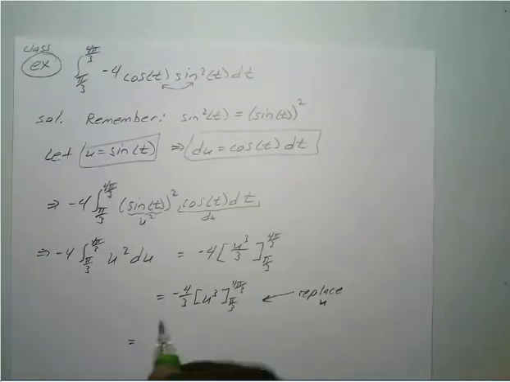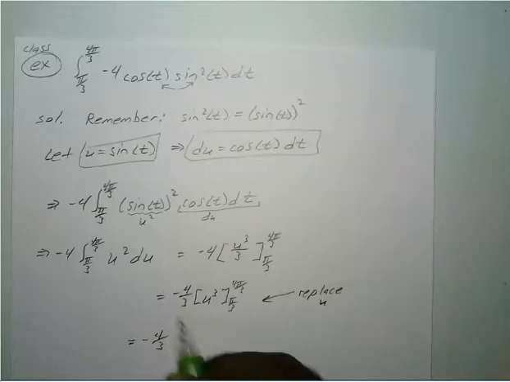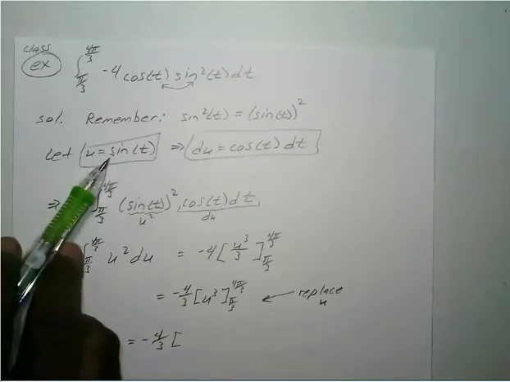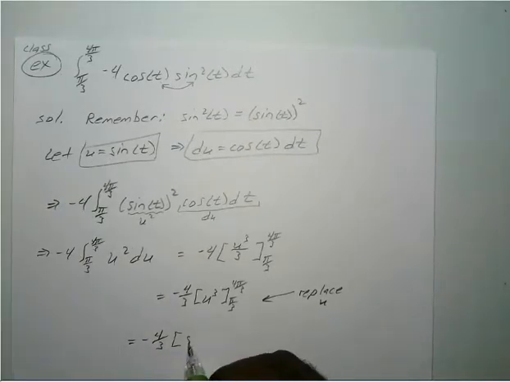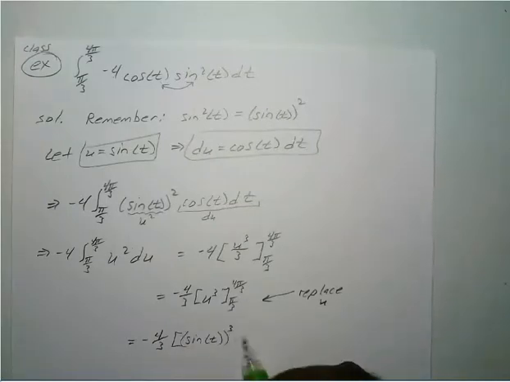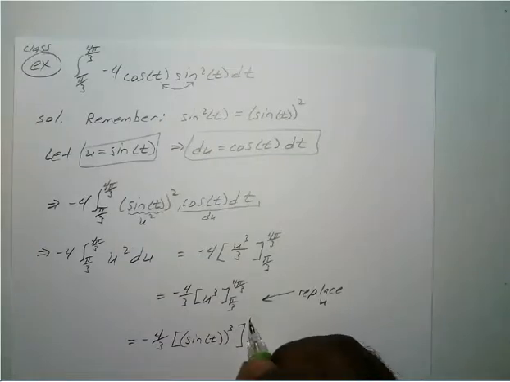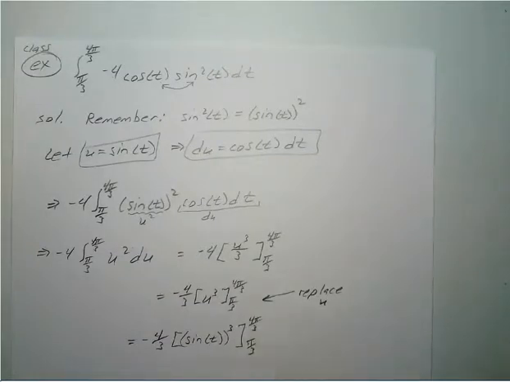So that's going to give us -4 over 3, and our u, sine of t. So that's sine of t to the third power. And again, that's from pi over 3 to 4 pi over 3. Okay, so now we go ahead and use our fundamental theorem.